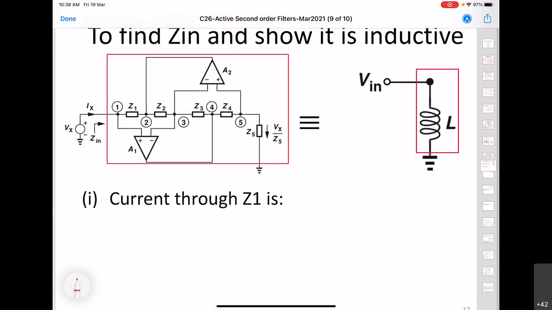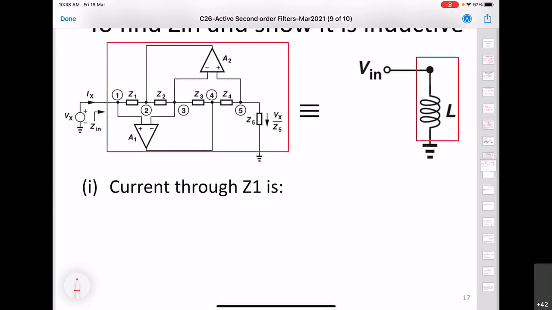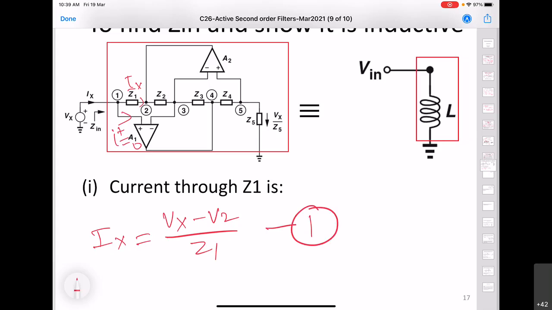So first we will write the equation for current through Z1, which will be Vx minus V2 by Z1. This is also equal to Ix, because we know that the current I plus is going to be equal to 0, so the entire Ix will flow through Z1. So this is equation 1 that we obtained.